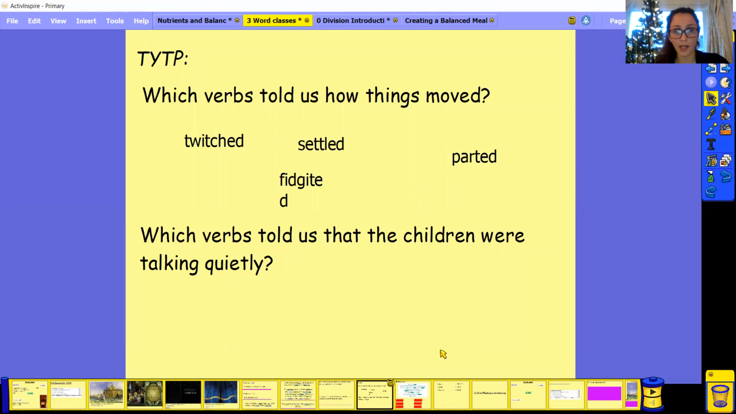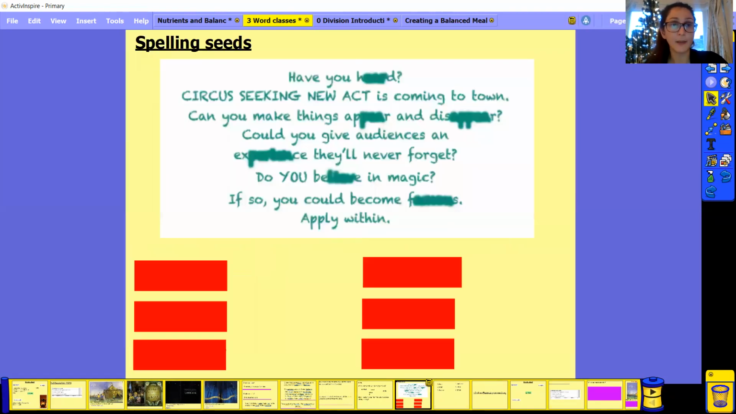So, we're now going to go on to our spelling seeds from yesterday. So yesterday I asked you to have a go at these missing words. So I'm going to read it again to you. So, have you heard? Circus seeking new act is coming to town. Can you make things appear and disappear? Could you give an audience an experience they'll never forget? Do you believe in magic? If so, you could be famous. Apply within.